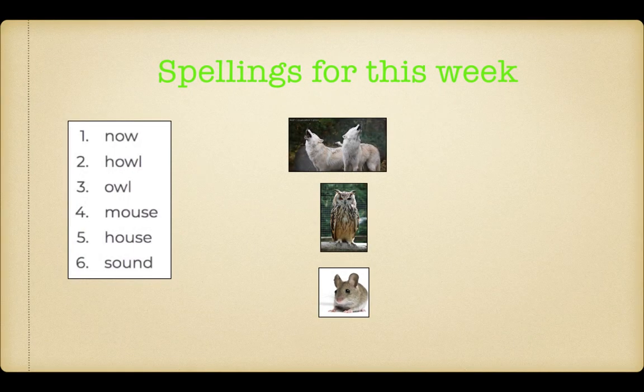What comes next? Well, yes, it's our spelling words. And there we can see the wolf is howling. And we have, of course, the owl. And next is the mouse, followed by the house. And last of all, followed by sound. So hopefully by Friday, you'll be able to recognize these words and you'll be able to spell them correctly. So now, howl, owl, mouse, house, sound. Those are your spelling words for the week.